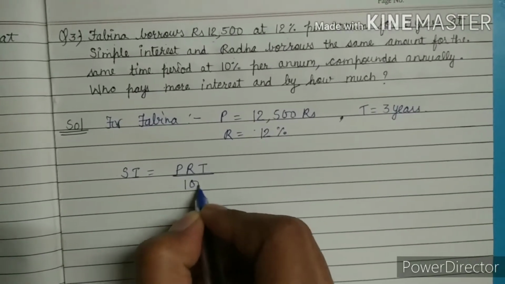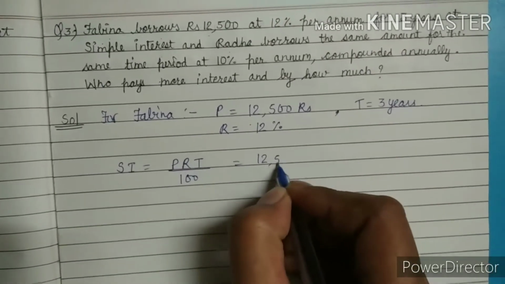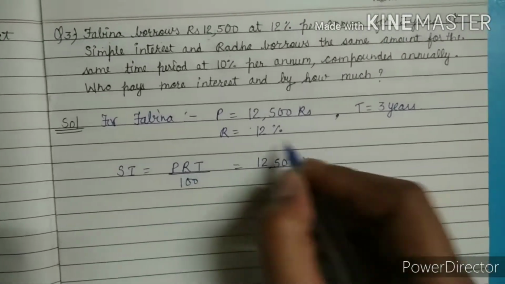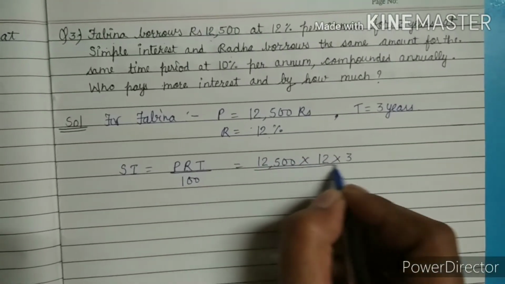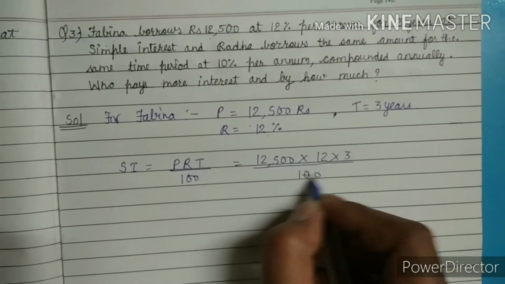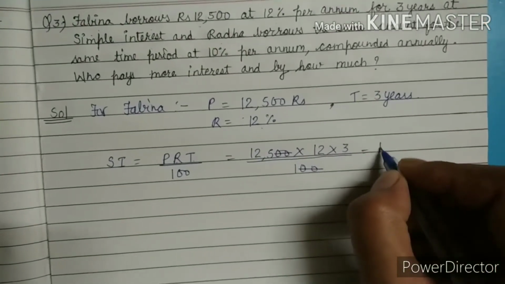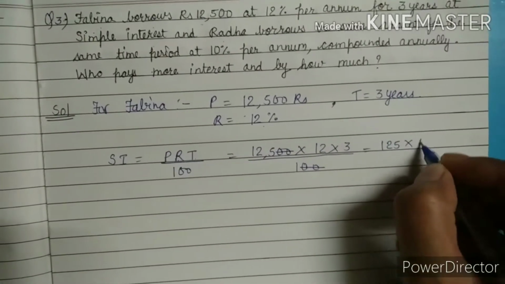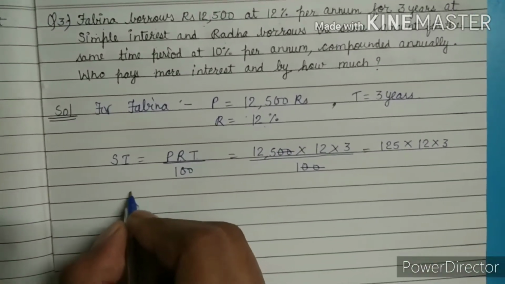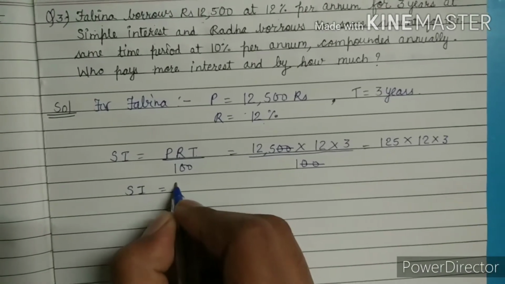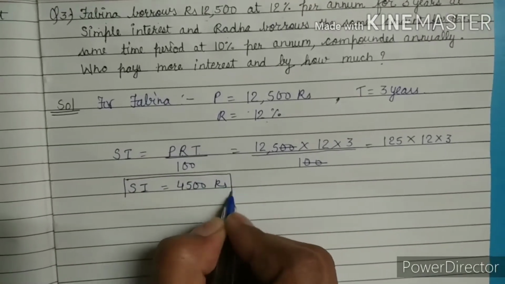PRT divided by 100. Principal value is 12,500. Rate of interest is 12. Time is 3. Divide by 100. Double 0 will cut. We only have to multiply 125 by 12 multiply by 3. So we will get simple interest as 4,500 rupees that Fabina will return.